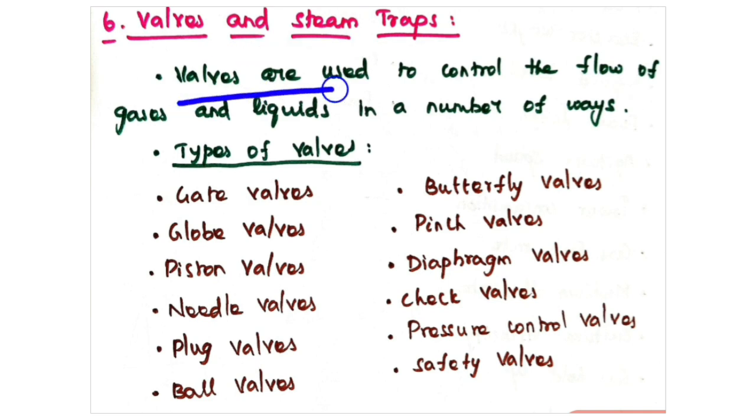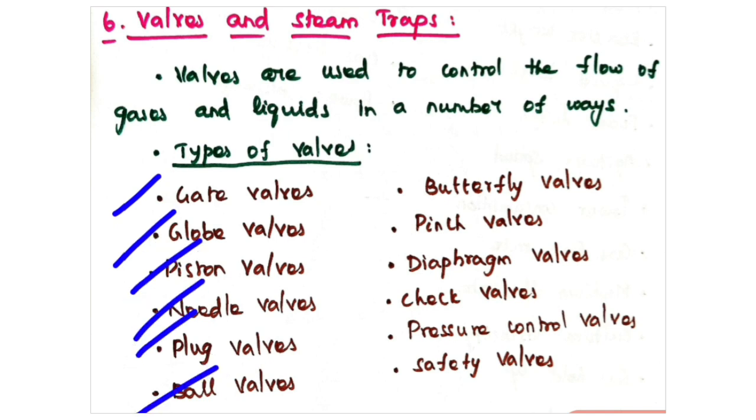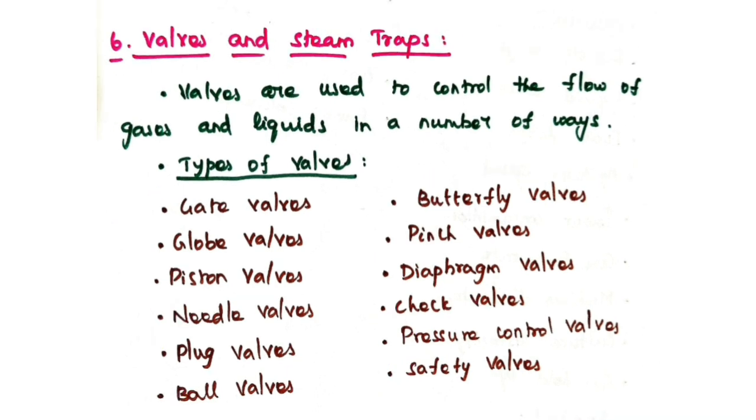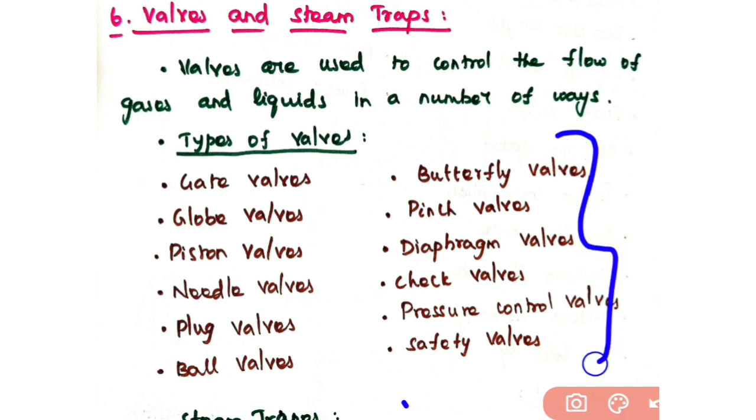These valves are used to control the flow of gases and liquids in a number of ways. There are different types of valves: gate valves, globe valves, piston valves, needle valves, plug valves, ball valves, butterfly valves, pinch valves, diaphragm valves, check valves, pressure control valves, and safety valves. Depending upon the type of fermenter and type of fermentation process, you can select any one of these valves.